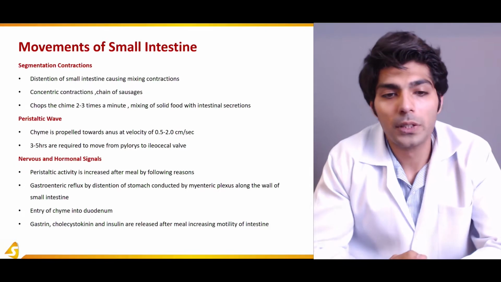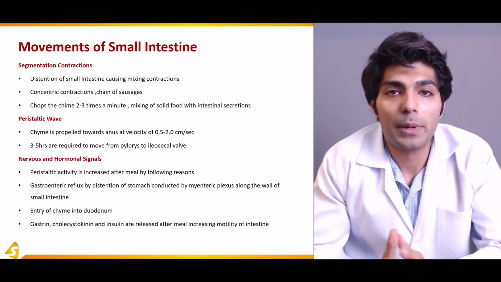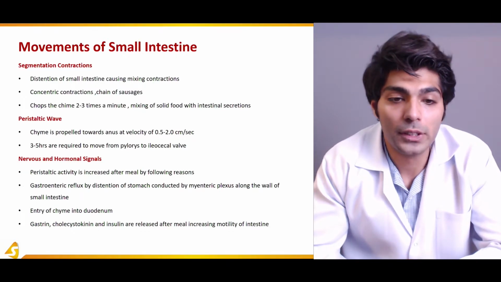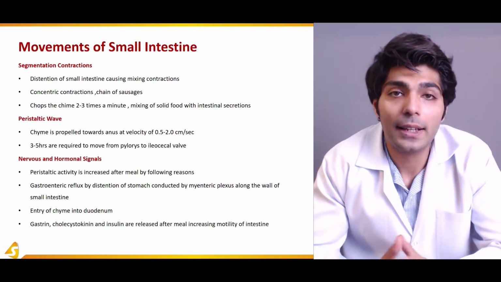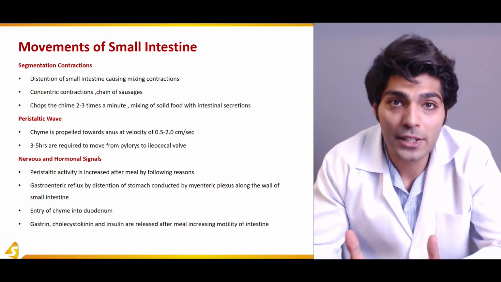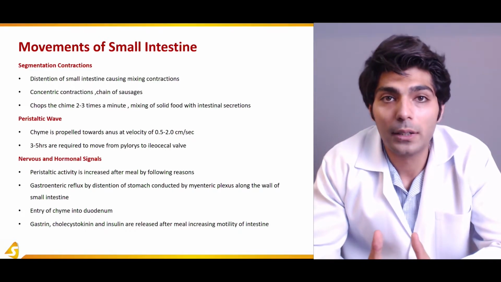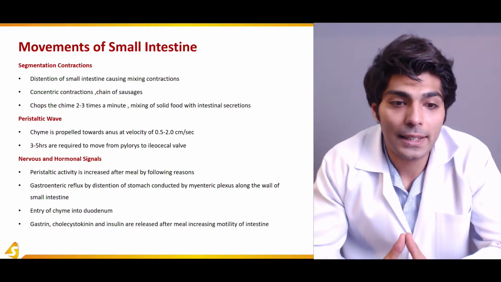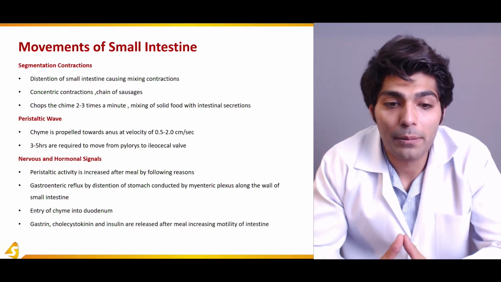Now there are nervous and hormonal signals. The peristaltic activity is increased after a meal for the following reasons: the gastroenteric reflexes, by the distension of the stomach, conducted by the enteric plexus along the wall of the small intestine. There is also the entry of chyme into the duodenum.